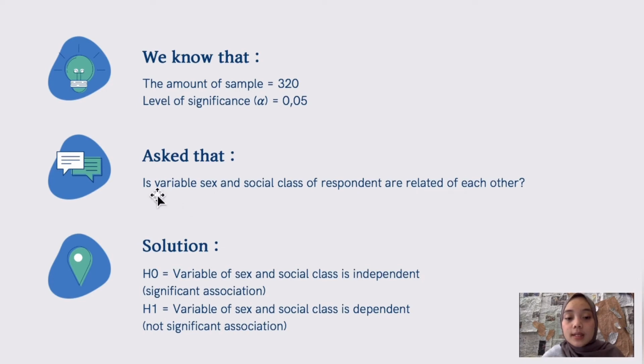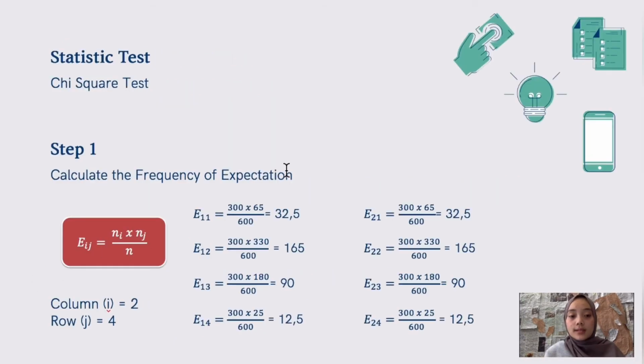As each variable, sex and social class of respondent, are related to each other, the solution is: H0, the variables sex and social class are independent, no significant association. And H1, the variables sex and social class are dependent, significant association. Next, the test statistic is the chi-square test.